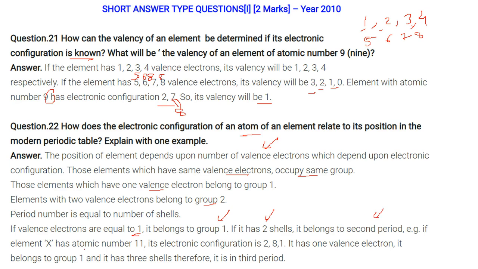If element X has atomic number 11, the electronic configuration is 2, 8, 1. It has one valence electron, it belongs to group 1, and it has 3 shells, so therefore it is in the third period.